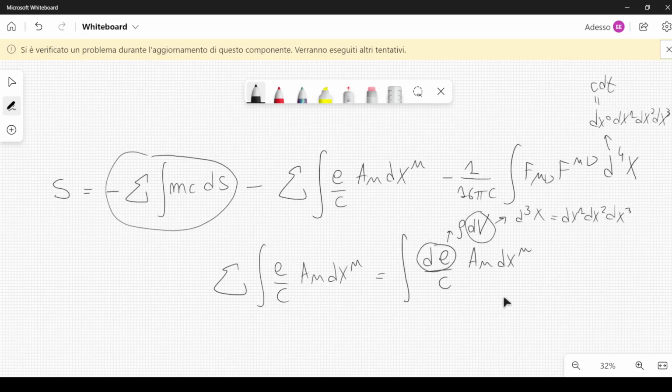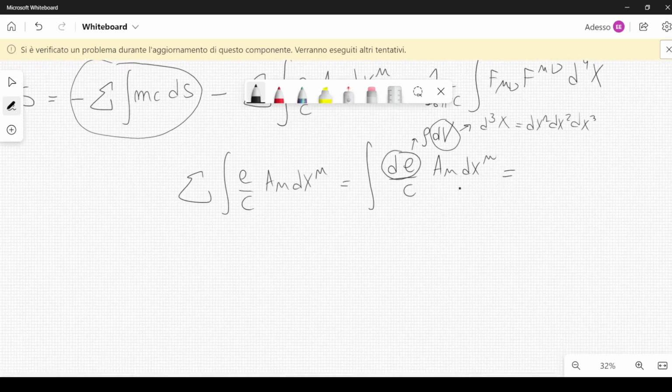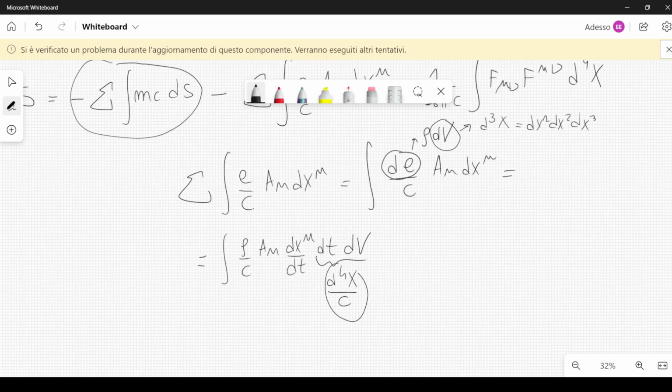Now we are going to write again this integral here. So this one can be written as integral rho over c A mu, and then I'm going to write dx mu like this. So dx mu over dt, and then I have dt times dV. dV comes from de, so de is equal to rho times dV. But now dt times dV is equal to d4x divided by c, the speed of light, because if you remember, d4x also contains the speed of light. So we have c dt dV, and therefore dt dV will be d4x over c.